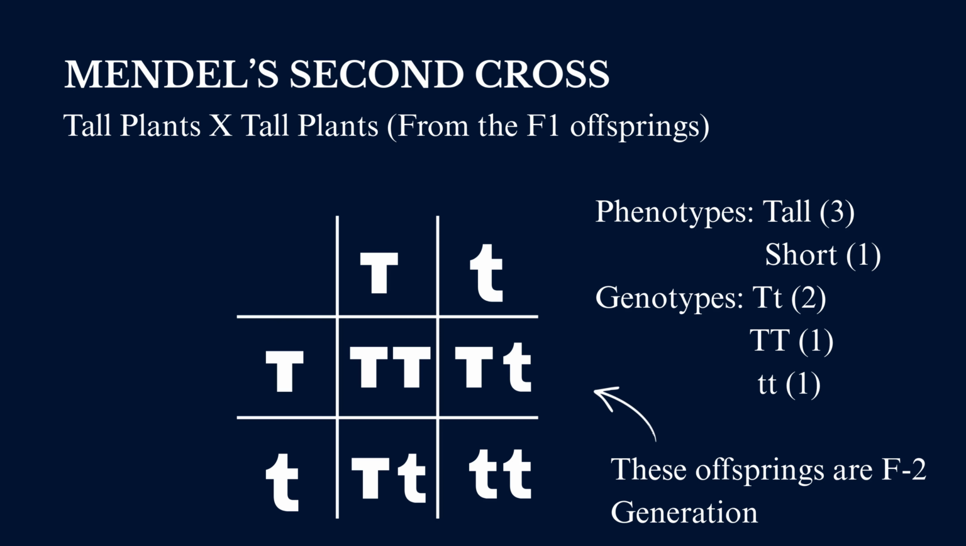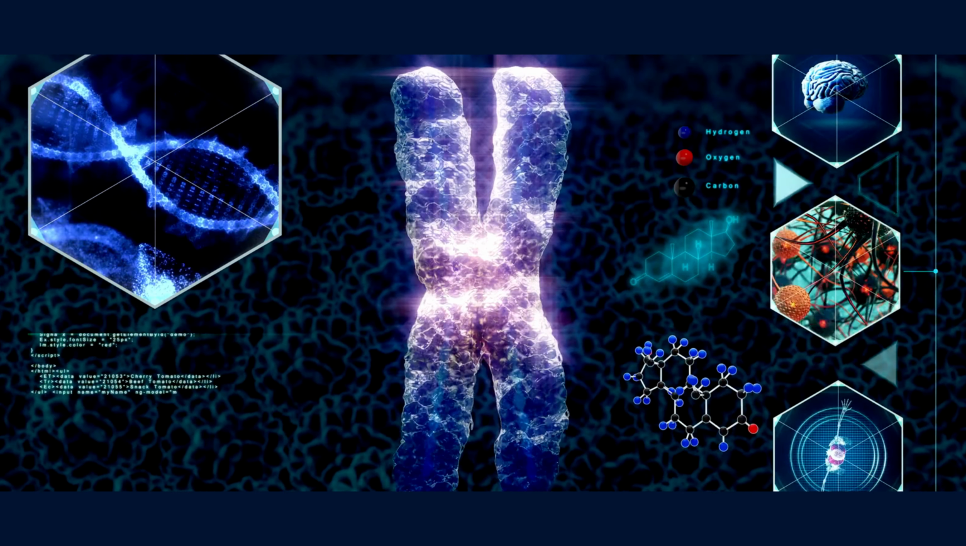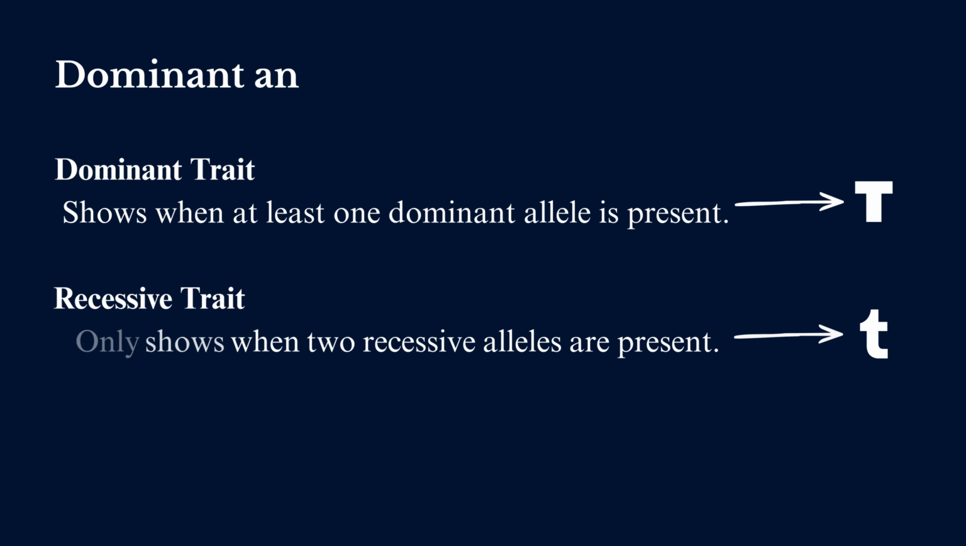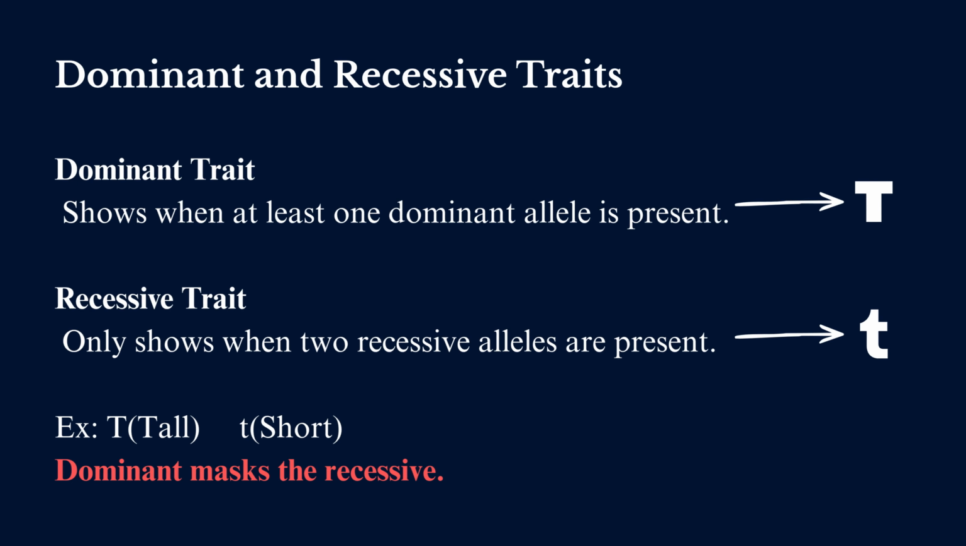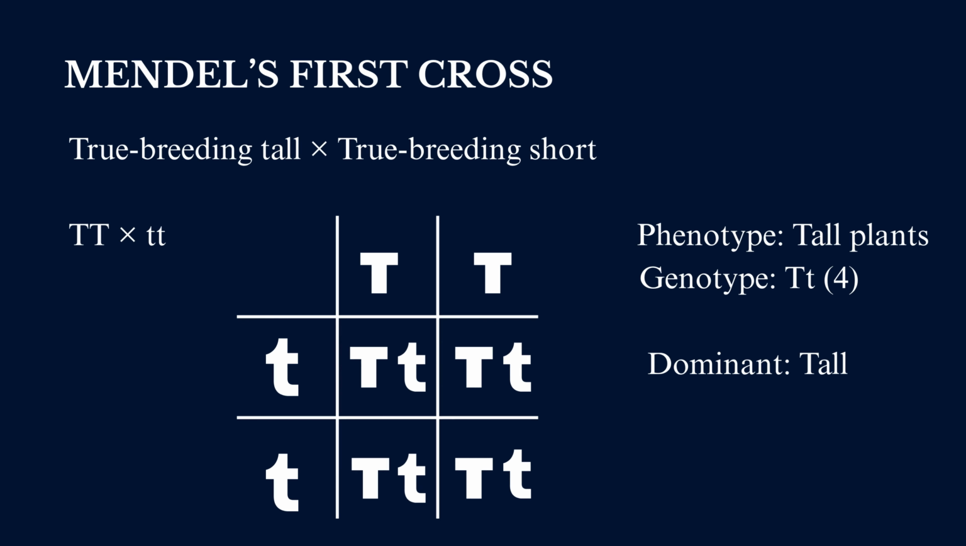This observation helped Mendel realize that traits do not blend together. Instead, they are inherited in a predictable pattern. From this experiment, Mendel concluded that some traits are dominant and some are recessive. A dominant trait is the trait that appears when at least one dominant allele is present, whereas a recessive trait only appears when two recessive alleles are present. In Mendel's pea plant experiment, tall was the dominant trait and short was the recessive trait.